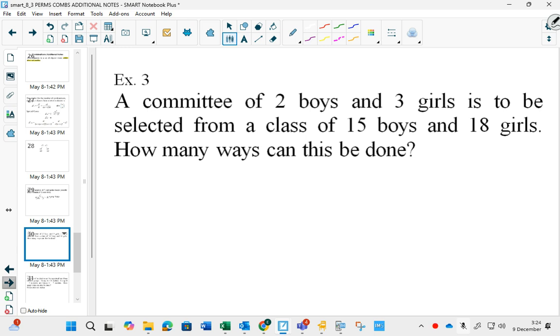A committee of 2 boys and 3 girls is to be selected from a class of 15 boys and 8 girls. How many ways can this be done? Again, this is a decisions-with-combinations question. You have to decide boys and girls. How many choices do you have for boys? Does the order matter? No. So it'll be 15 choose 2. How many choices for girls? Does order matter? No. 8 choose 3.